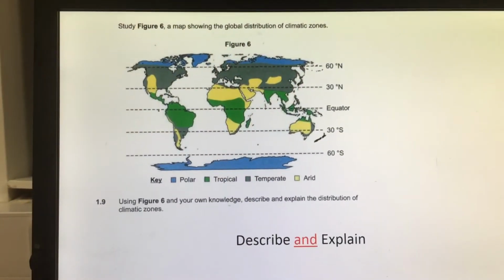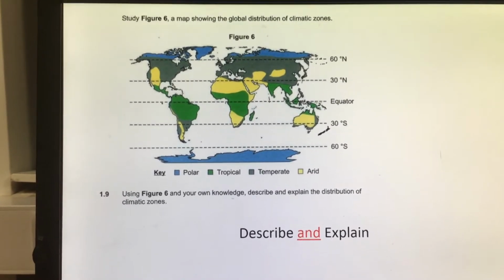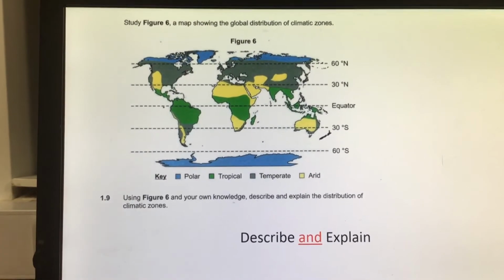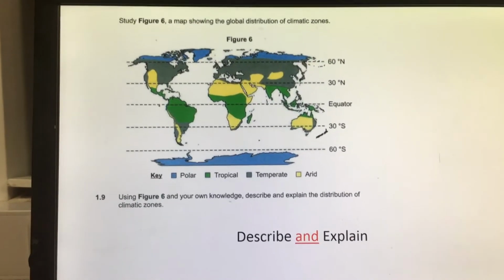Right, now this next one, it's not that easy, but bear with. You can get this one correct. 1.9. So it says, study figure 6, a map showing the global distribution of climatic zones. And it says, using figure 6 and your own knowledge, describe and explain the distribution of climatic zones.